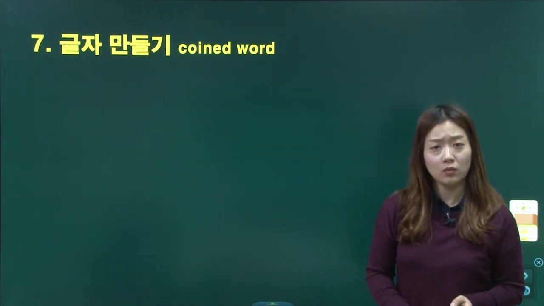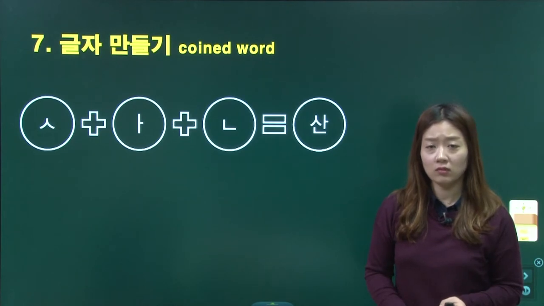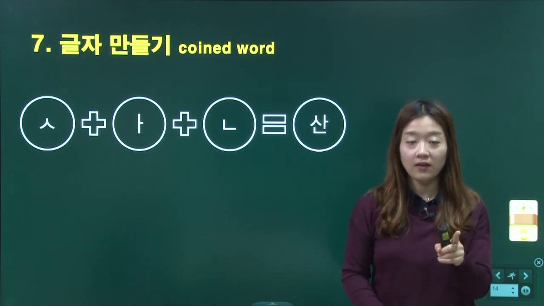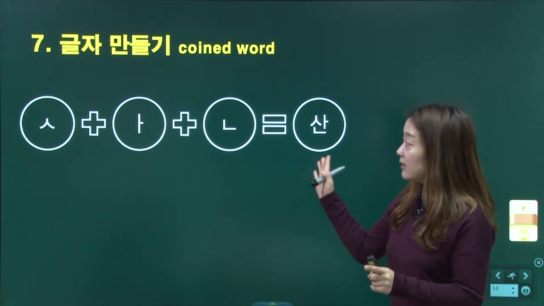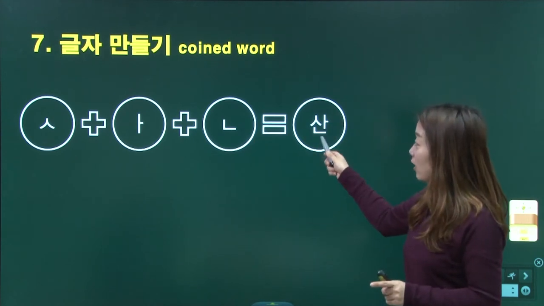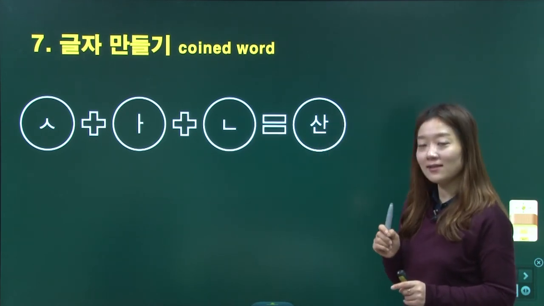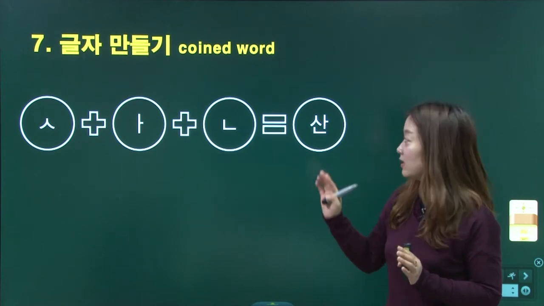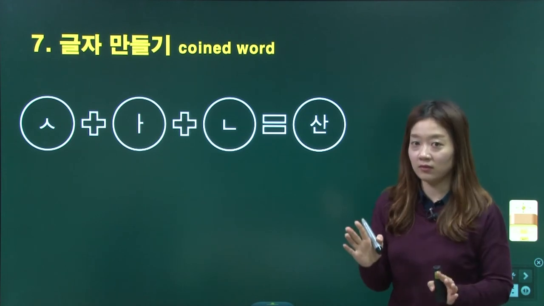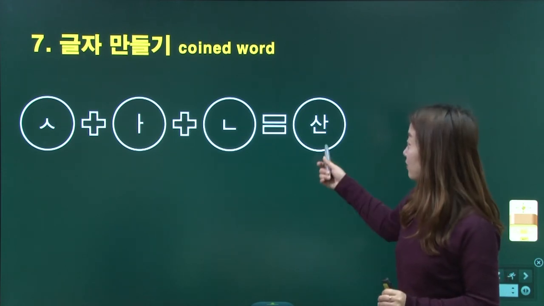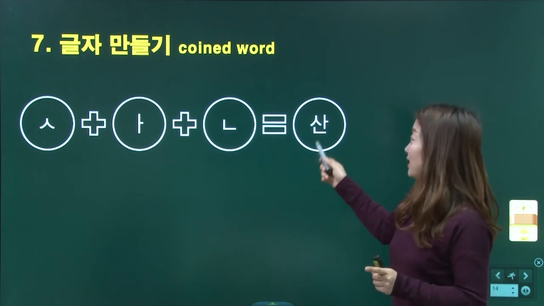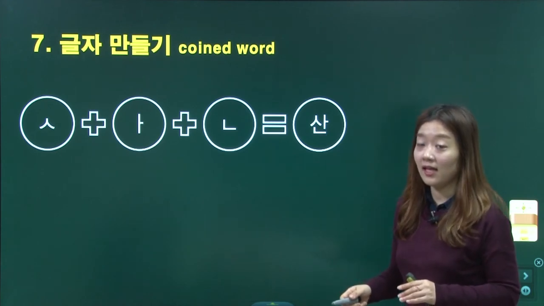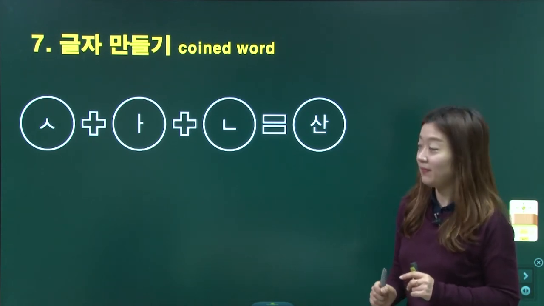Now we can make the word. Before, the letter had one consonant and one vowel, right? But in Korean, there can be two consonants and one vowel. That's the weirdest letter for all foreigners. So, very weird letter, right? Okay. Two consonants, one vowel. The last consonant we call the bottom, 받침, okay?